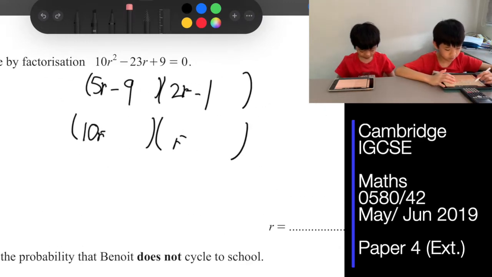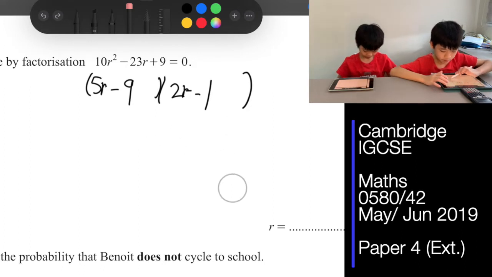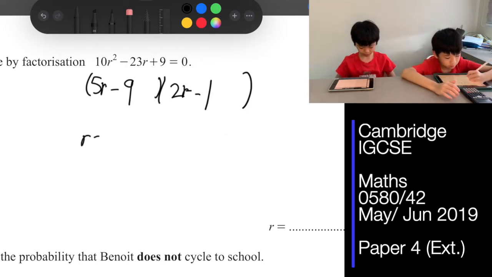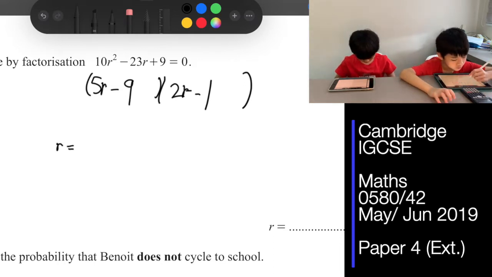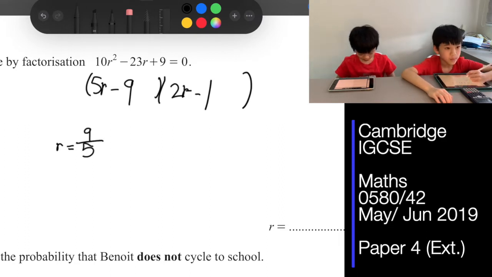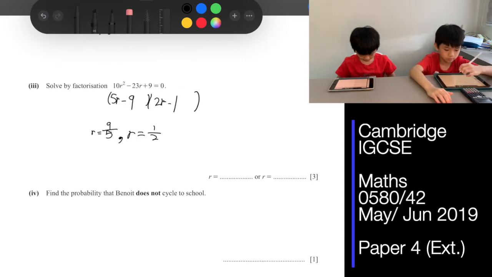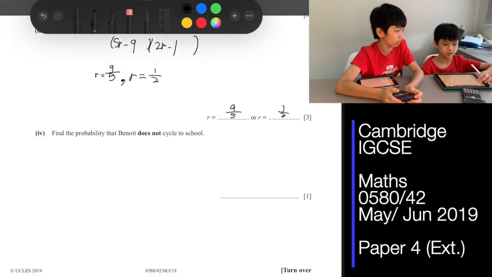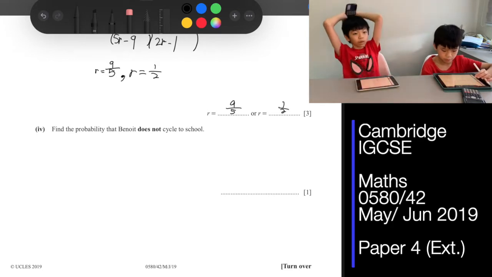And then we need to solve r. We will erase the bottom part. We need to find r. So it's either r equals 9/5 or r equals 1/2. 9/5 or 1/2.